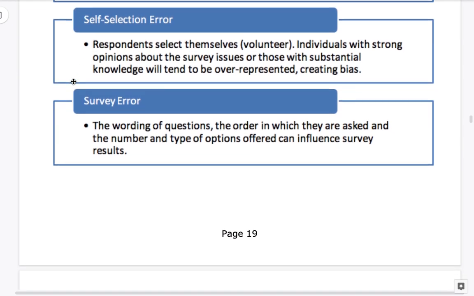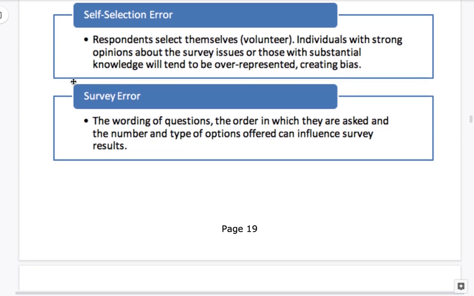Self-selection error, so that's looking at those who have volunteered to give me answers. They may think differently to those that do not volunteer. Okay, so if I was to take a survey and ask what political party people approve of, then it may be that only people who have very strong opinions are going to volunteer that information. So they would be overrepresented in my survey.